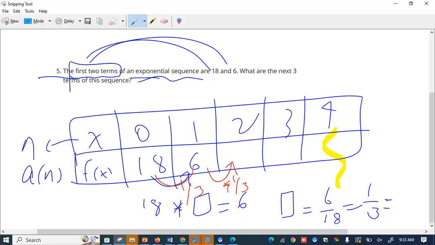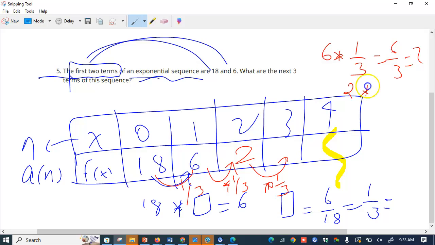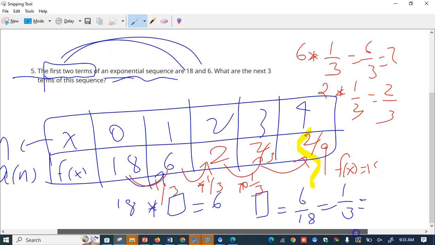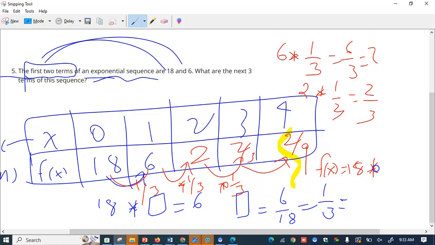When you multiply 6 by 1/3, it becomes 6/3, which is 2. And again you multiply by 1/3, so 2 times 1/3 is 2/3. Then again you multiply by 1/3 and you get 2/9. That's the sequence you get. F of x in the beginning was 18, so you can create an exponential function also. And the 1/3 is the decay factor because it's a fraction less than 1. And this is the equation.